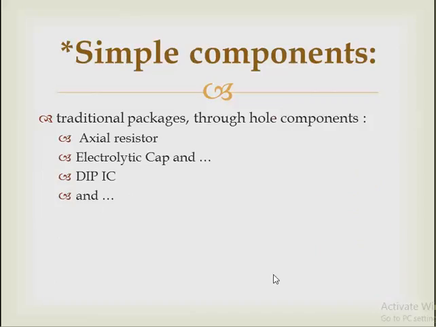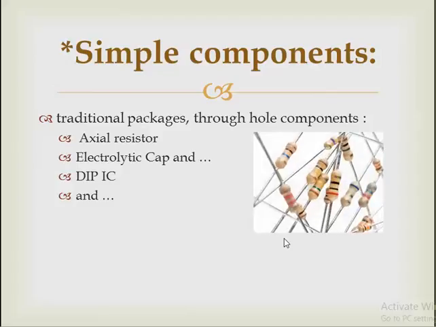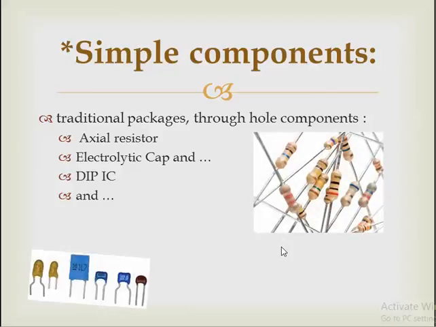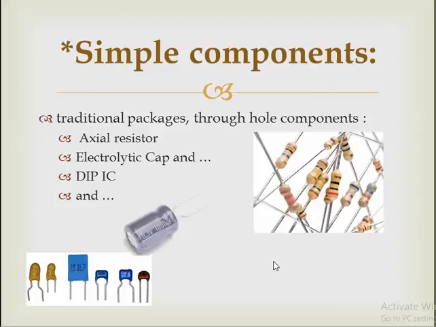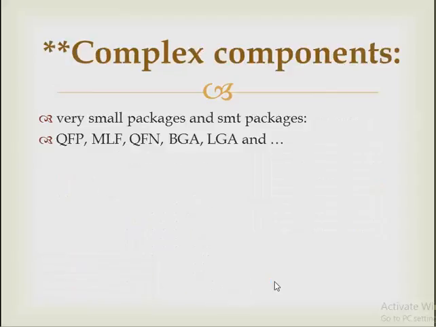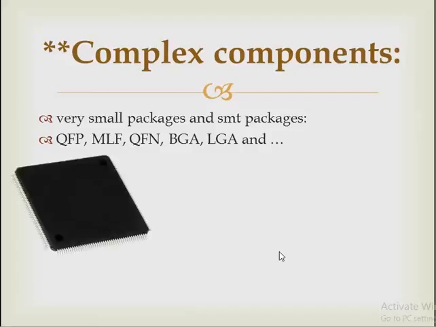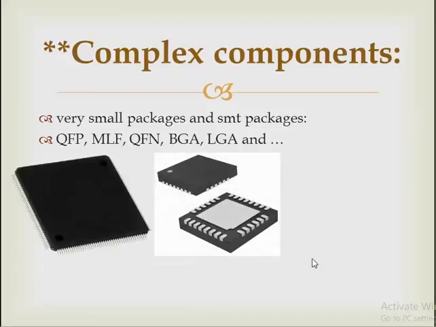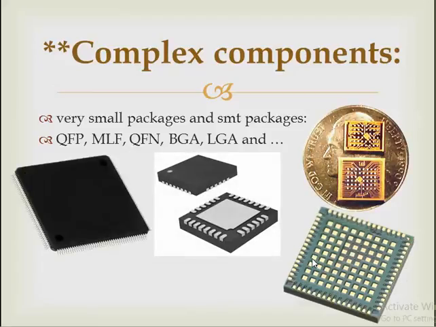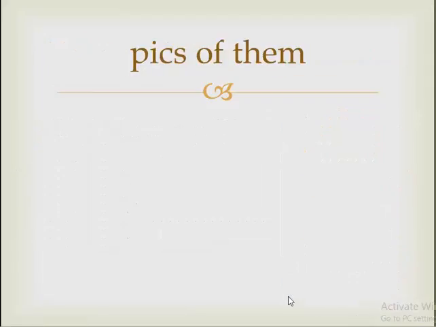So, what are simple components? Traditional packaged through-hole components, for example axial resistors, electrolytic capacitors, PIC, and others. What are complex components? Very small packages and assembly packages, for example QFP, MLF or QFN, BGA, and others.